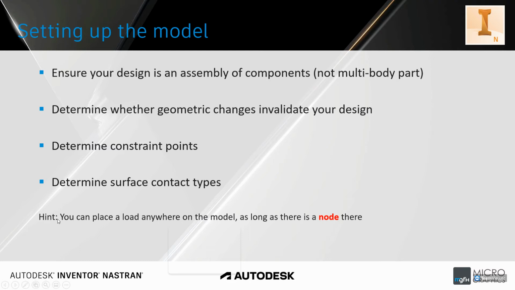Also, I've just noted a hint here. Again, something many people are not aware of is that you can place a load anywhere on your model as long as there is a node there. So what happens if there is no node on the place you want to put a load? Well, if there's no node on that area, you can simply use your mesh control settings to create a node on that point where you are applying the load. And I'll show you exactly how to do that shortly.